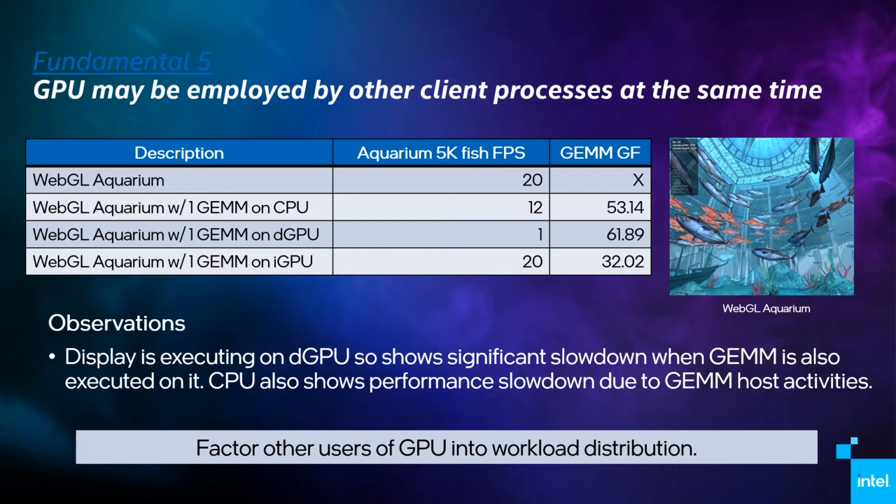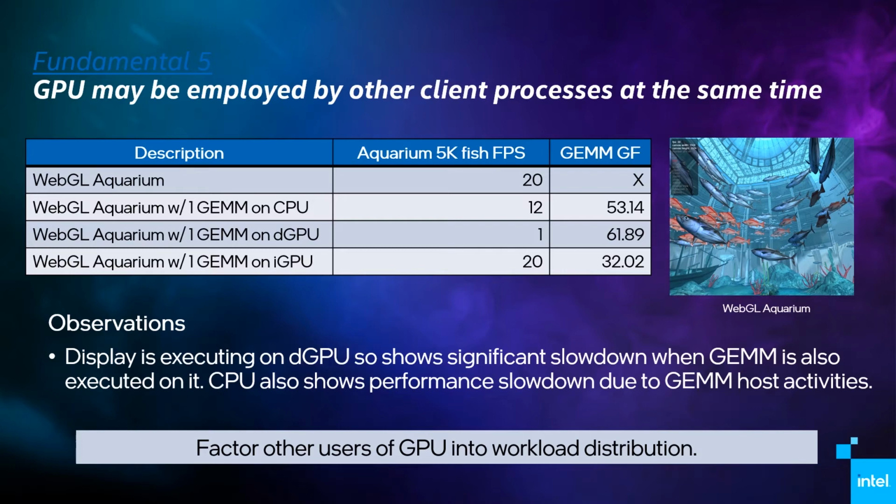Then lastly, I said, well, let's take advantage of the other GPU on the system, and that's the integrated GPU. So I ran WebGL Aquarium. Again, the display and the screen is being controlled by the discrete GPU, whereas the GEM was able to run on the integrated GPU. In that case, I saw performance of the Aquarium back to the baseline of 20, and also some decent performance of GEM running on the integrated graphics.